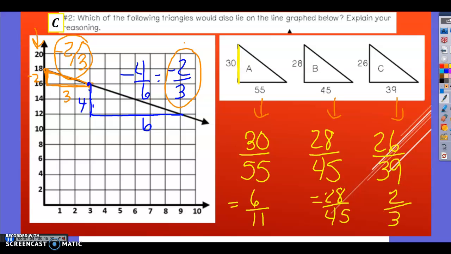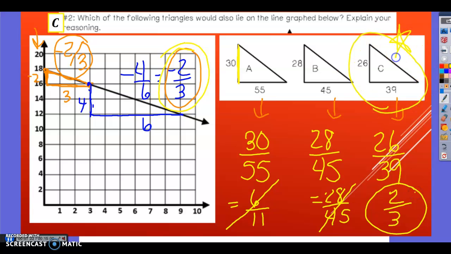Okay, so the slope we saw over here was 2/3. So which of these gave me 2/3? 30 over 55 becomes 6 over 11, so that's not it. 28 over 45 can't be simplified. And 26 over 39 is 2/3. So triangle C has the same slope as the line over here. So remember that idea of making similar triangles to find the slope. So when you're looking at just a triangle, calculate the rise over run to figure out its slope.